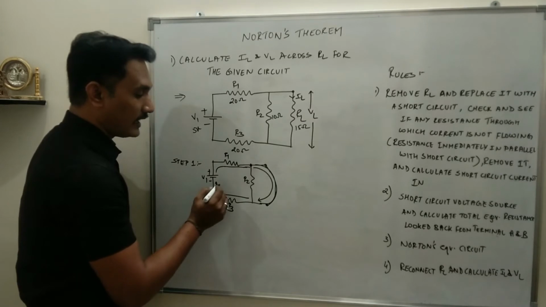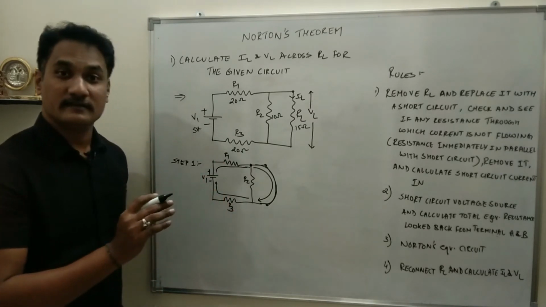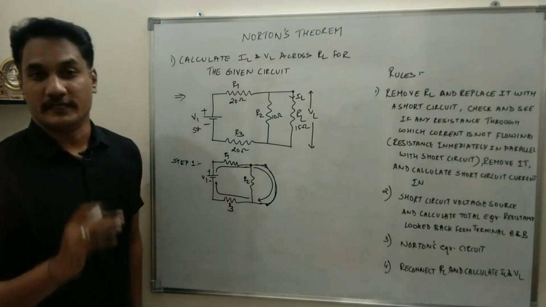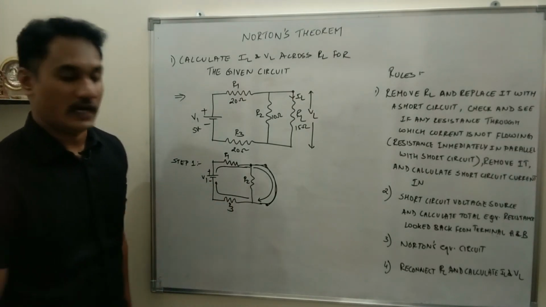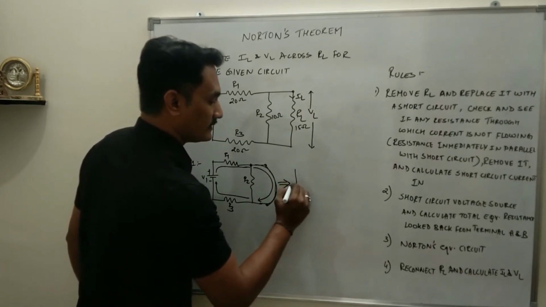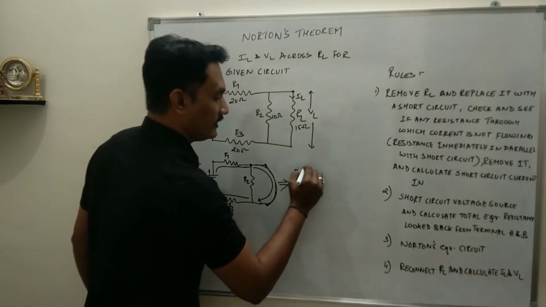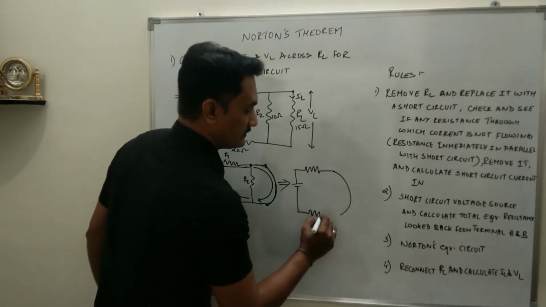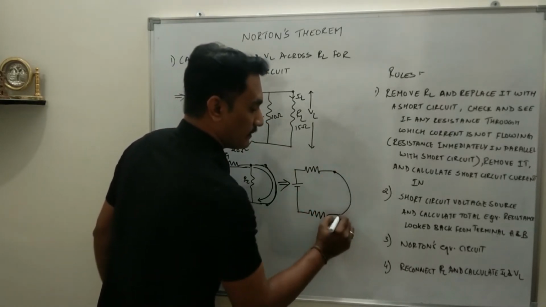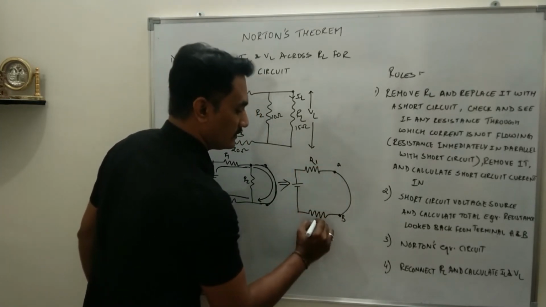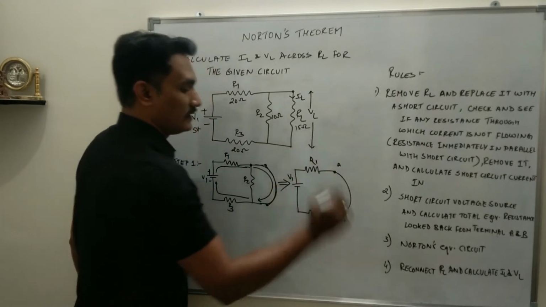So it will flow through R3. R1 and R3 should be retained, but R2 should be eliminated because no current will flow through R2. So the simplified circuit will be like this. Okay, this is the power supply V1, resistance R1, short circuit, this is resistance R3, and this is point A, B. This is R1, this is R3, this is V1.